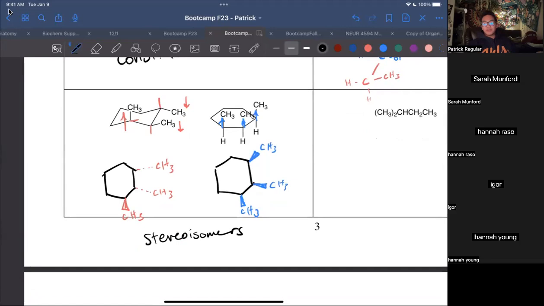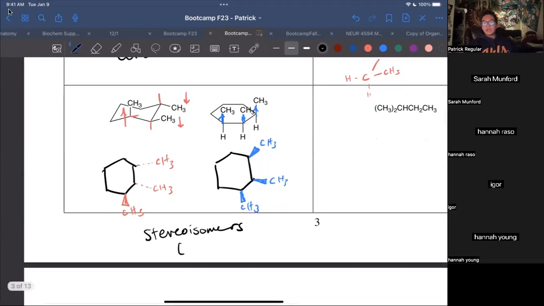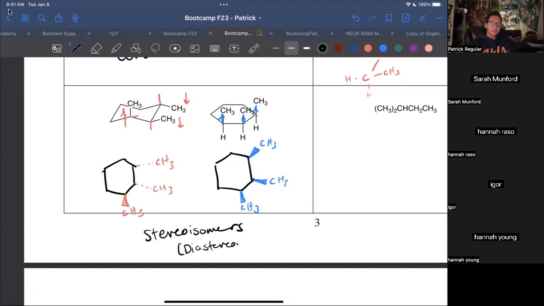Now, what kind of stereoisomer? Are they going to be enantiomers or diastereomers? Even though the correct answer is stereoisomer for this test, if this was a test 2 question, the correct answer would be a diastereomer. There you go.